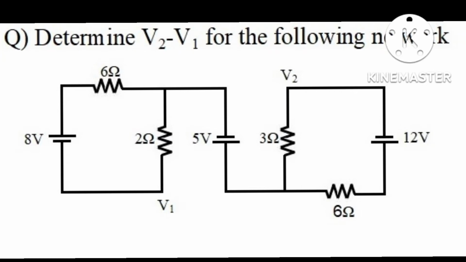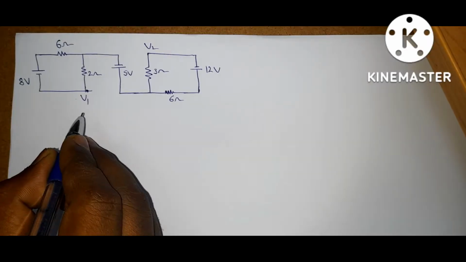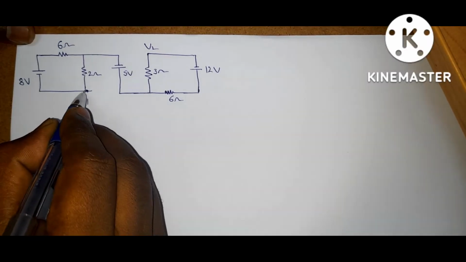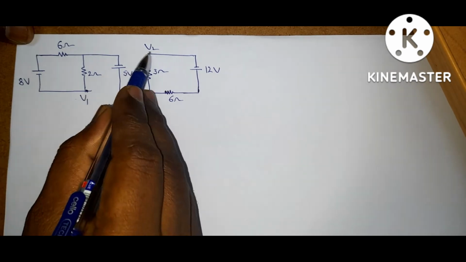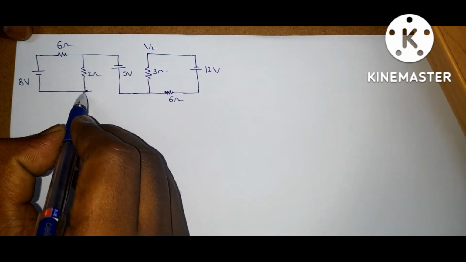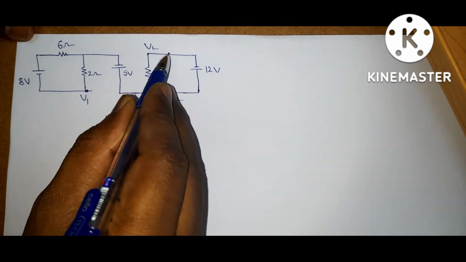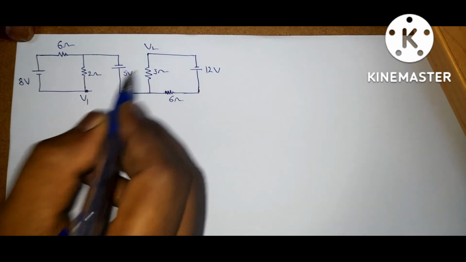Hello everyone, let us solve some problems on the basic concept, that is from module 1. In that, the first question is: determine V2 minus V1 for the following network. This is the given network. He is asking V2 minus V1. First, draw the network for V1 to V2.